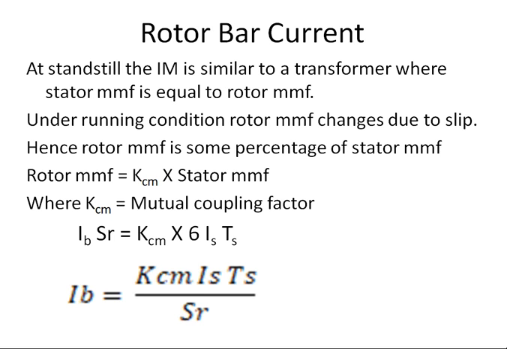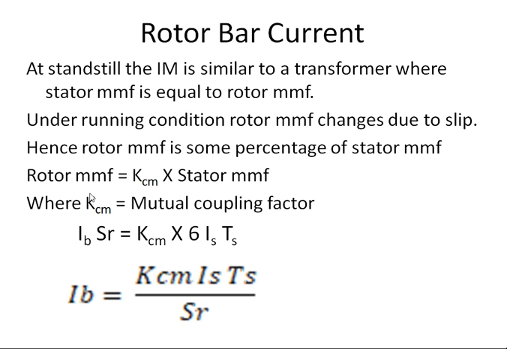When the rotor starts rotating, the rotor current changes due to the change in the value of rotor impedance and the rotor EMF, which both depend upon the frequency of the rotor, which changes when the rotor starts rotating. So hence we can say that the rotor MMF is some percentage of the stator MMF under running condition, and that basically depends upon the value of the slip.